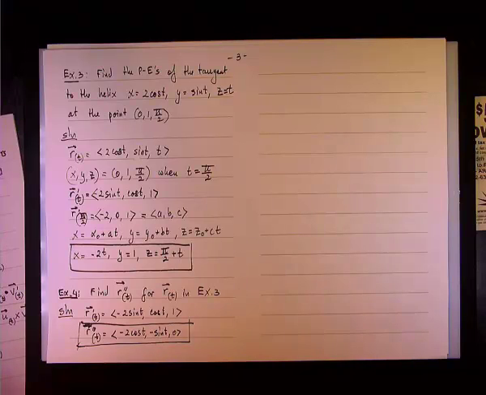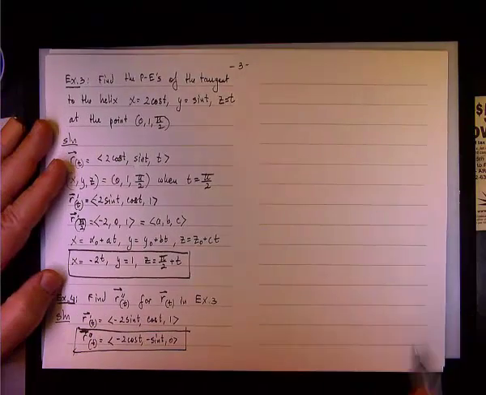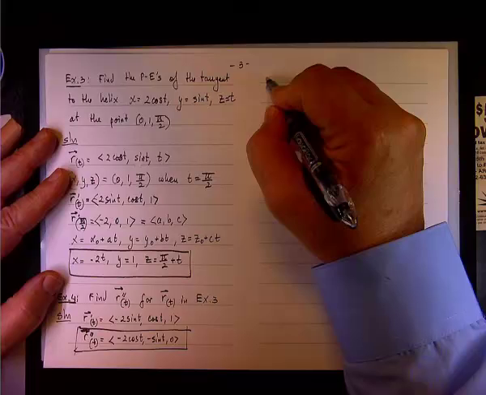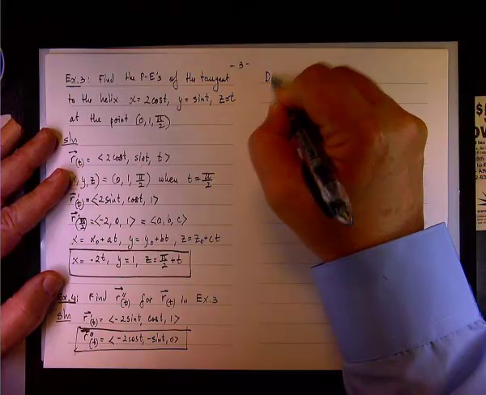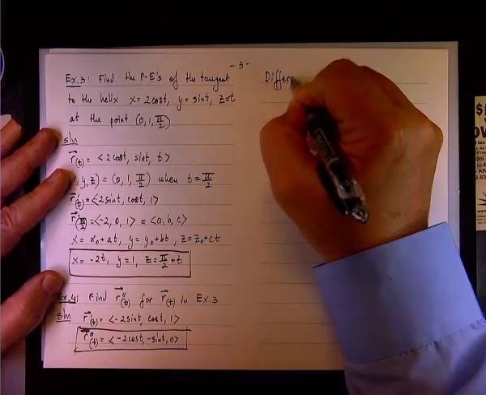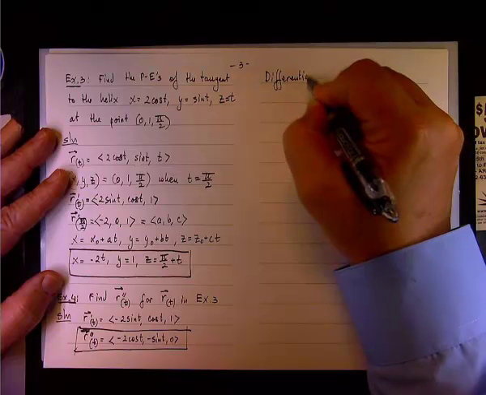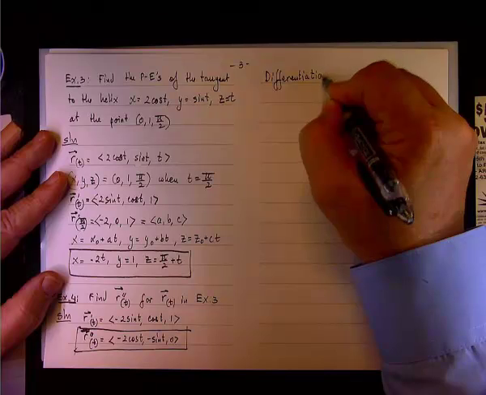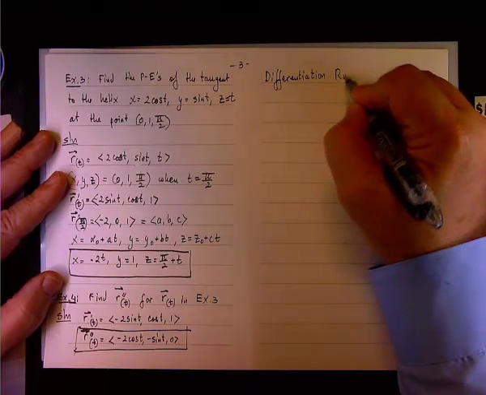Next item is a theorem, the differentiation rules theorem. Most of this stuff is trivial except for a few at the end.